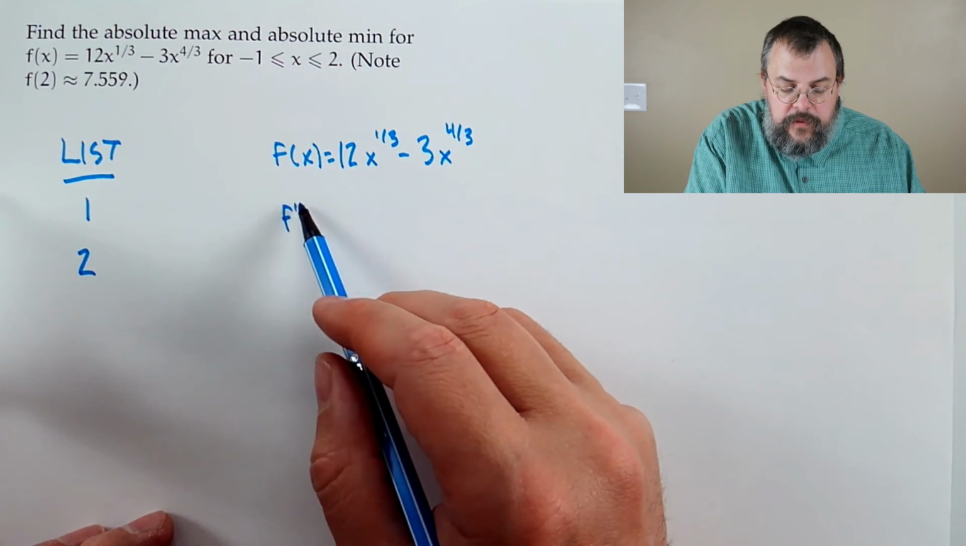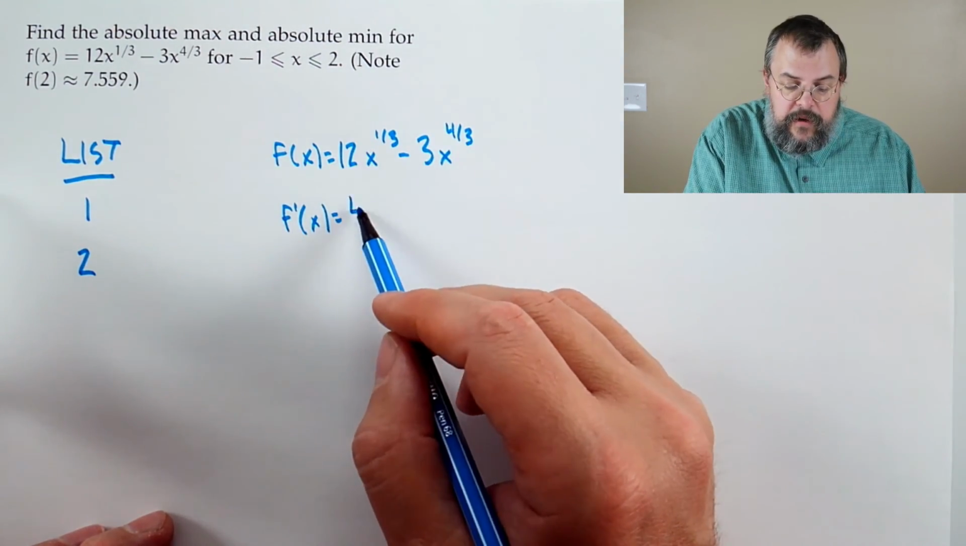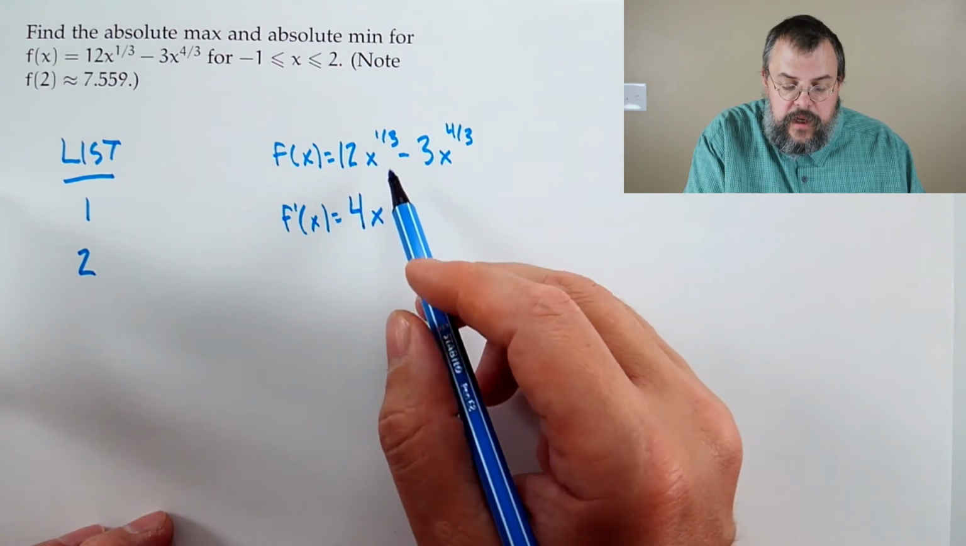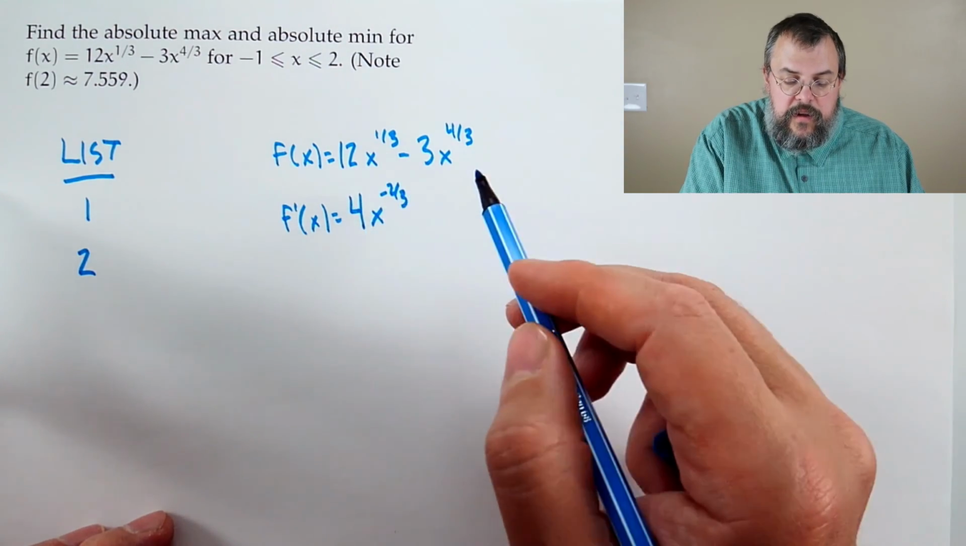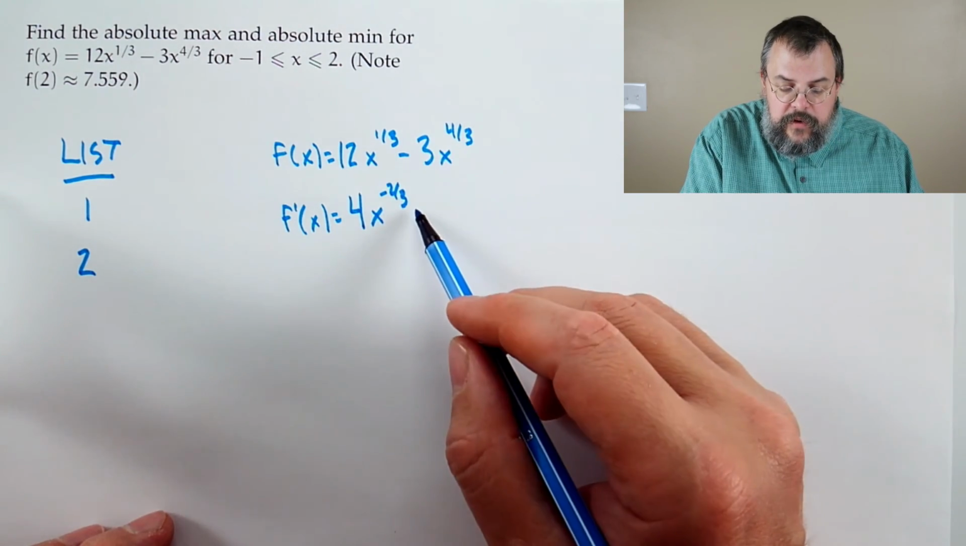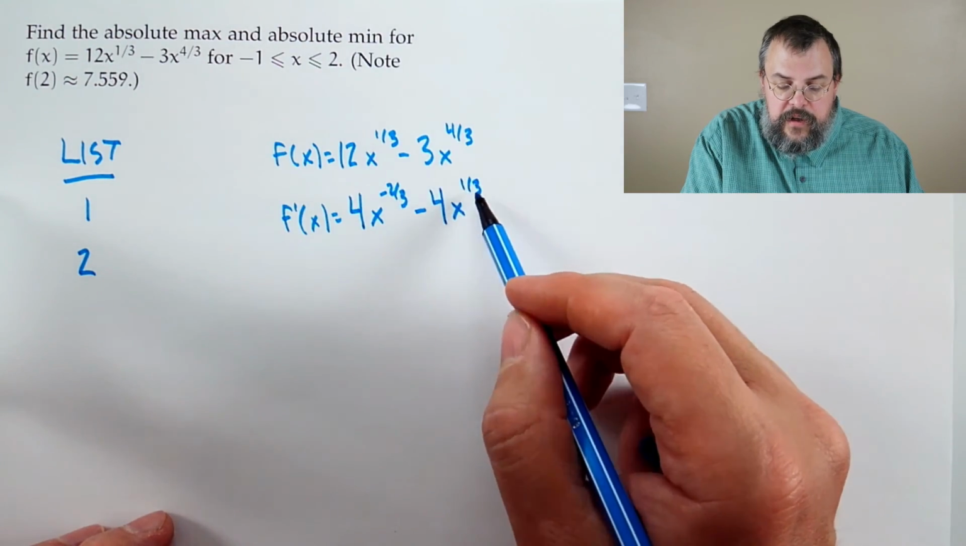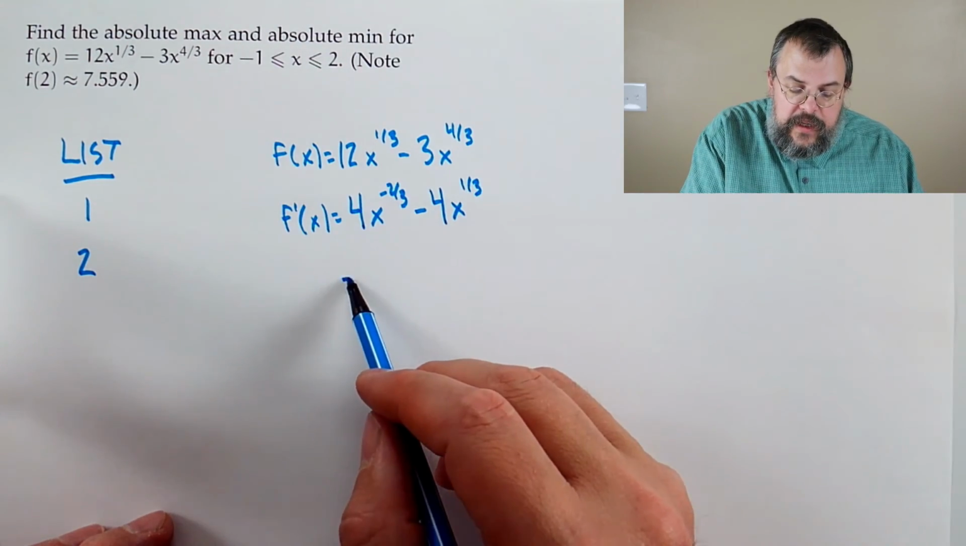So the derivative does what? Well, the 1/3 comes down. That'll be 4x^(-2/3). Here, the 4/3 comes down. 3 times 4/3 is 4x^(1/3). Well, we want to clean this up.